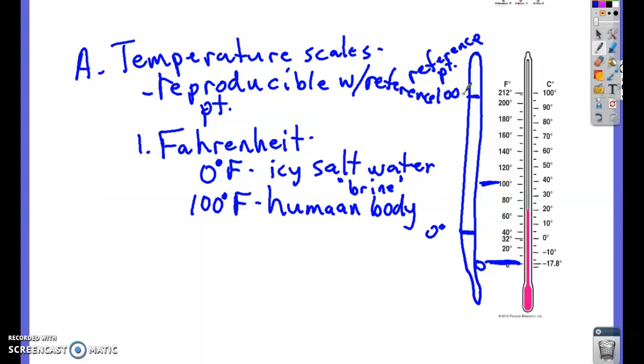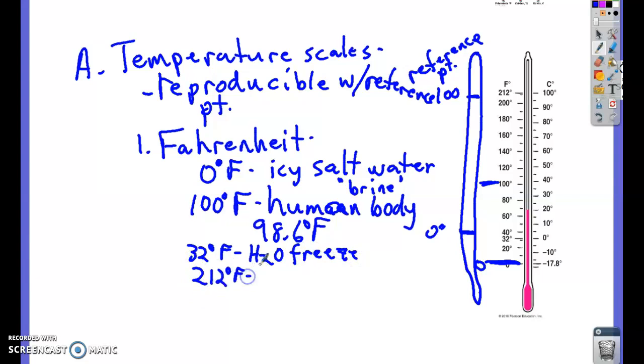Okay, now later they had to do some adjustments and make some changes in the scale, so it turns out that human body temperature now is actually 98.6 degrees Fahrenheit. But originally he had planned for it to be 100, which makes sense. If you did your temperatures with 100 being normal, then you'd be good. Now it turns out in this system that water would freeze at 32 degrees Fahrenheit, and you would have to go up to 212 degrees Fahrenheit to be where water would boil.